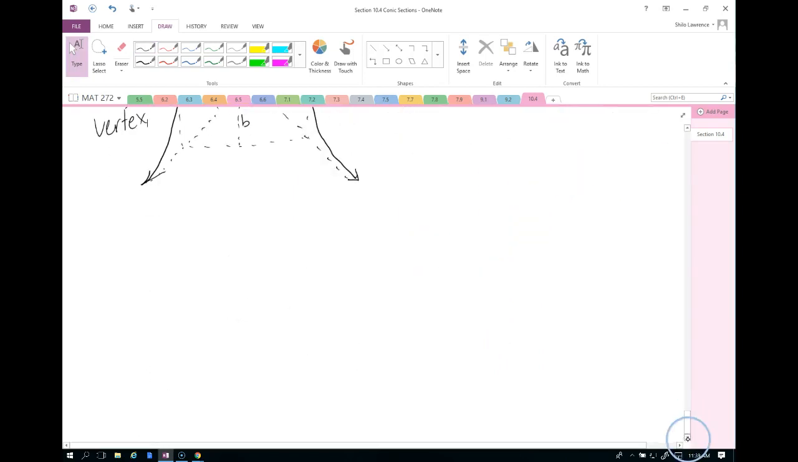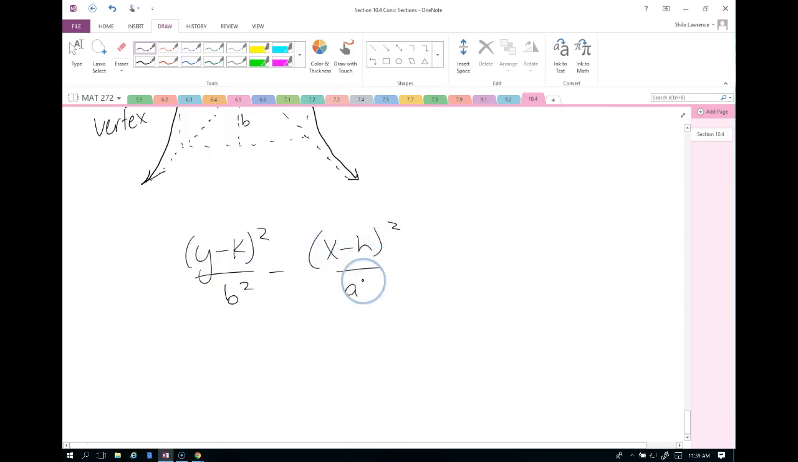And I want to show that one as well, and then we'll do an example. So if we had (y minus k) squared over b squared minus (x minus h) squared over a squared equals 1. So this one opens vertically because the y is first, the y is positive. Everything else about this is the same. h, k is the center. a is your horizontal distance because it's under your x.